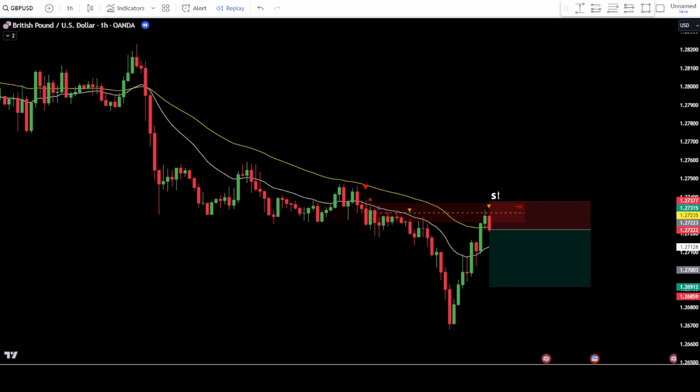7. Place a stop loss above the bearish breaker block. 8. Utilize a target take profit using a risk to reward ratio of 1 to 2.